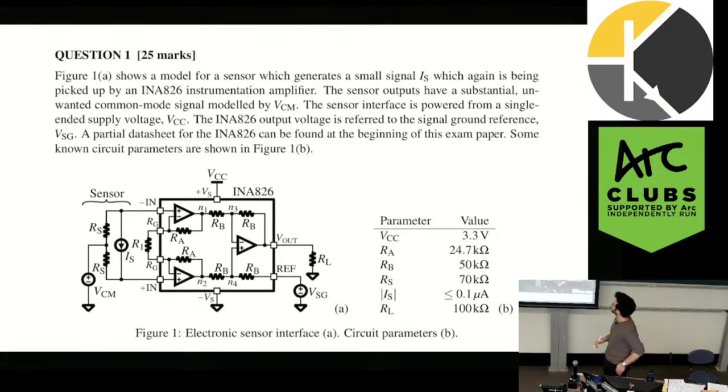The sensor interface is powered from a single-ended supply voltage VCC. The INA826 output voltage is referred to the signal ground reference, VSG. So that would be down here. That's the reference. A partial data sheet for the INA826 can be found at the beginning of this exam paper. Some known circuit parameters are shown in figure 1b.